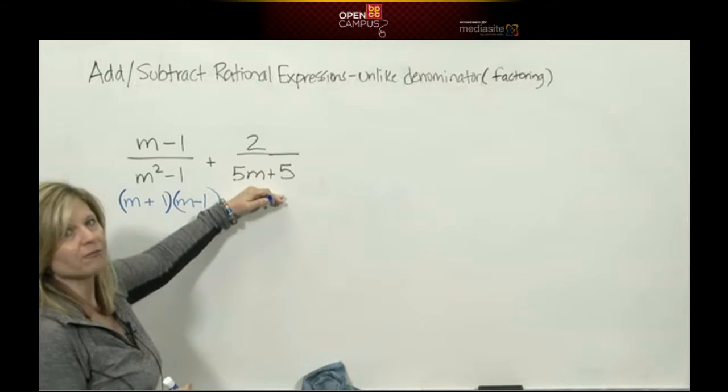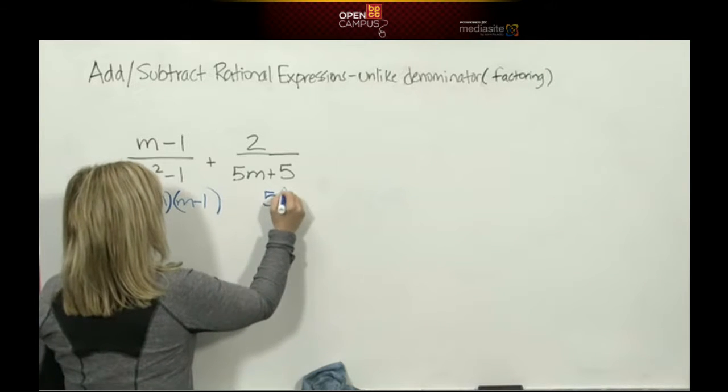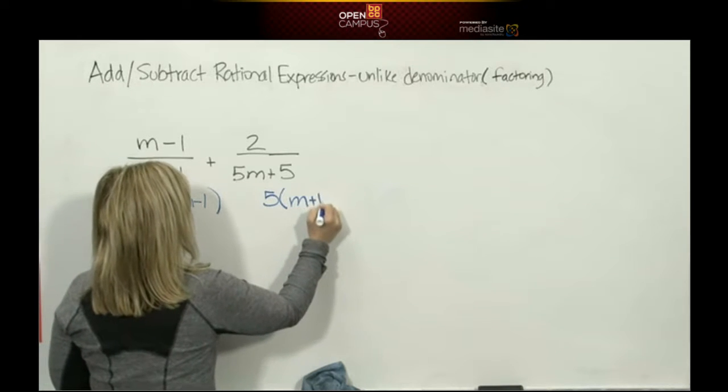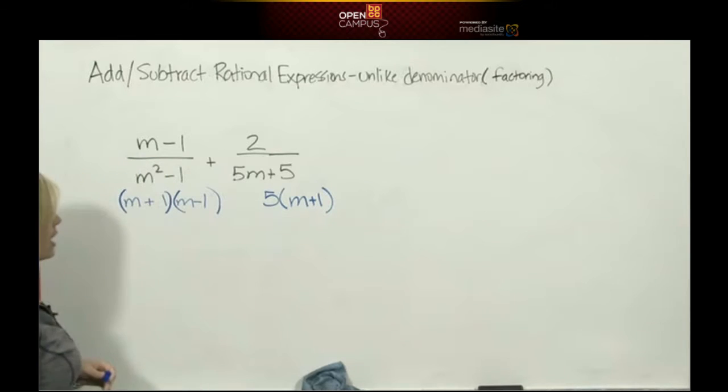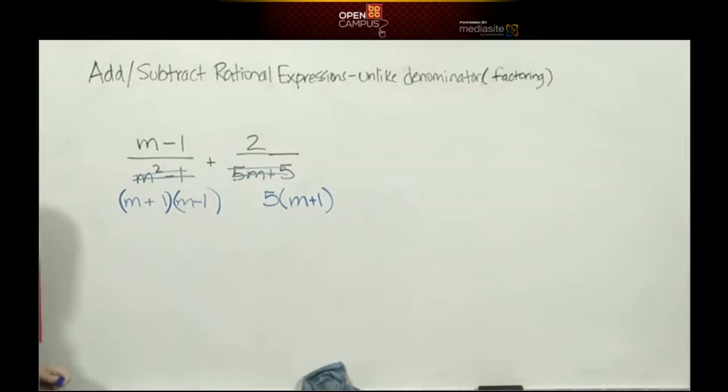How do we factor 5m plus 5? We have a GCF. We're going to pull out a 5. That's going to leave us m plus 1. So now our denominators are in factored form. I'm going to cross these out. They're gone. They're in factored form. Now it's easy to find the least common denominator.